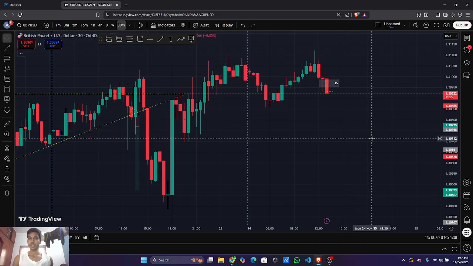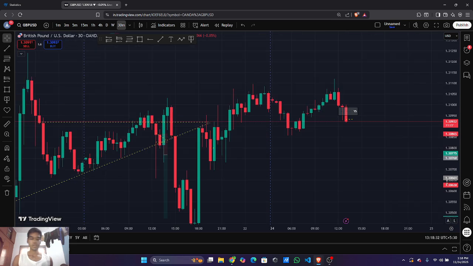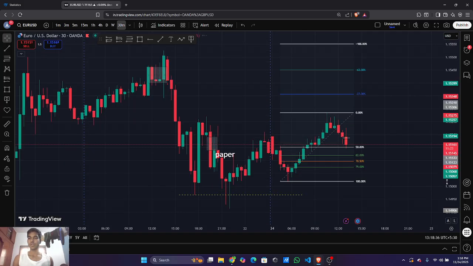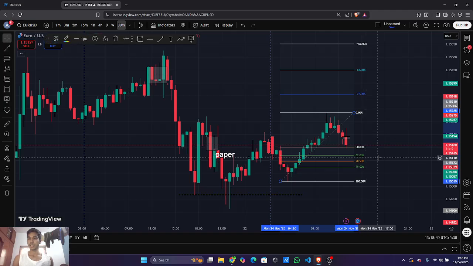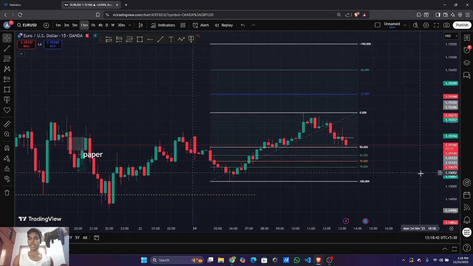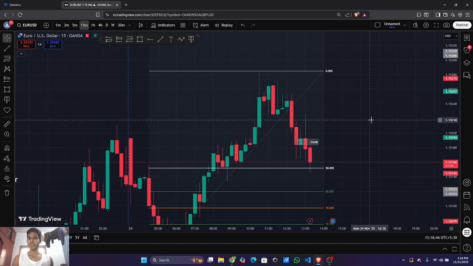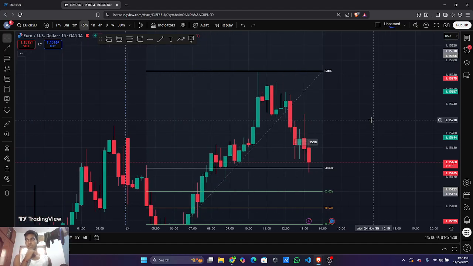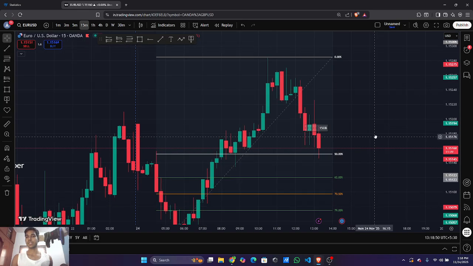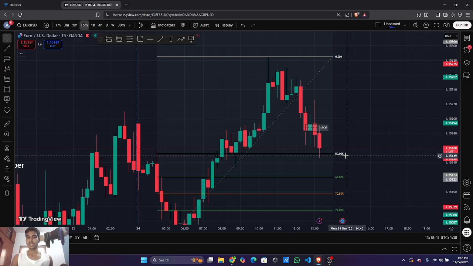What about GBP? If you want to sell, then I would prefer GBP rather than Euro. Euro is a bit bullish, but if I had to, I will go half quantity. But I prefer not to trade Euro, because if I want to sell, then I would rather sell GBP than waste my time in Euro. But I'll still mark the levels.